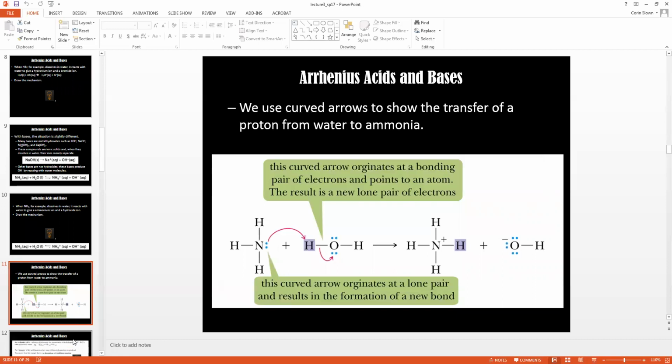So we use curved arrows to show the transfer. I have a lone pair on my ammonia. That's, again, my nitrogen, which is my most electronegative atom out of this molecule. And that's going to react with the hydrogen, which is the least electronegative atom on this entire molecule. And that's going to form NH4 plus and OH minus.